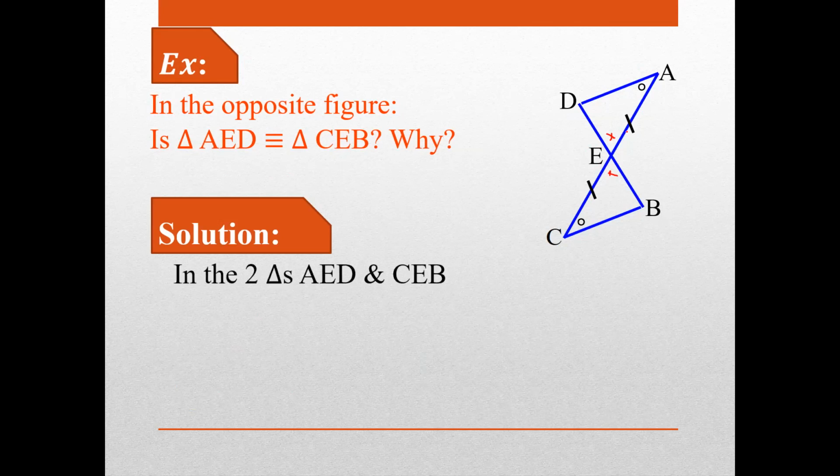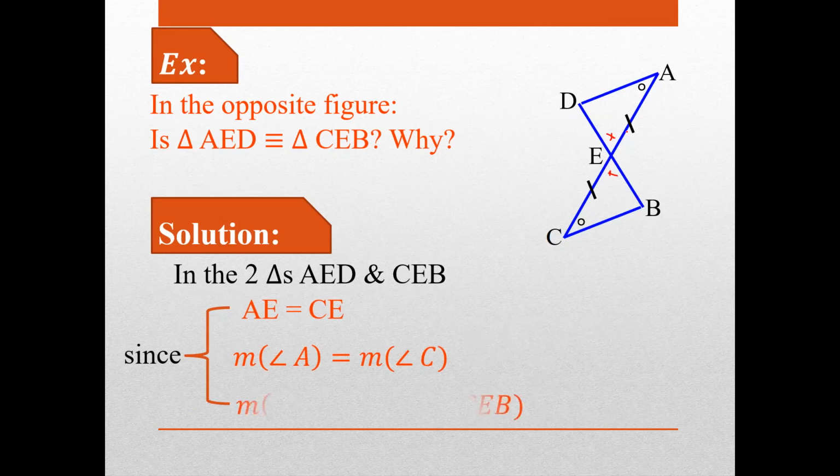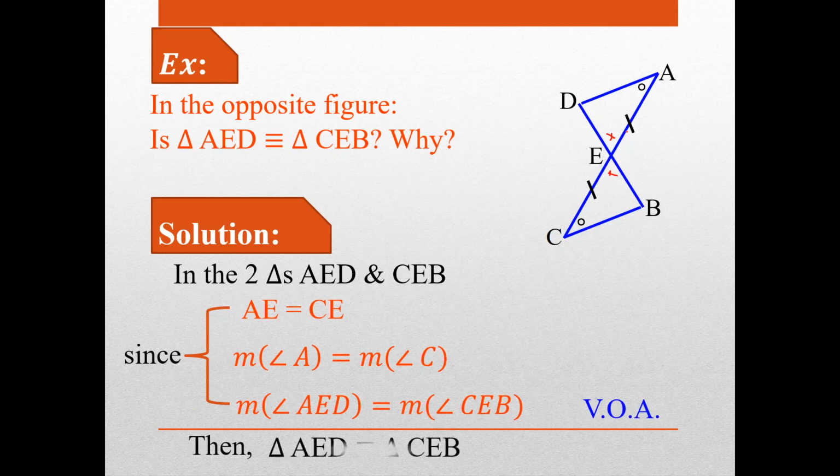Let's see the solution. In the two triangles AED and CEB, since AE equals CE, and measure of angle A equals measure of angle C, and measure of angle AED equals measure of angle CEB, we say it's vertically opposite angles. Then the two triangles are congruent, and triangle AED is congruent to triangle CEB.